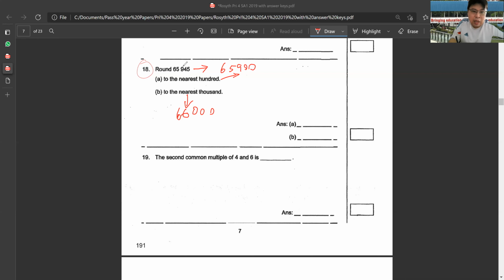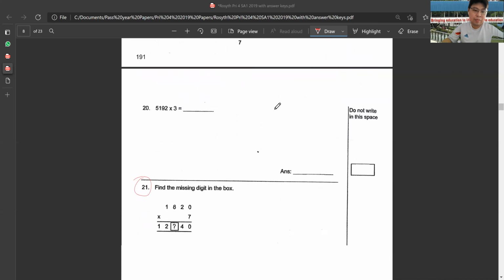And you look at number 9 to decide whether you round up or round down. For nearest 1,000, you look at the hundreds place. For nearest 100, you look at the tens place. Understand now? If it's 5 or more, you round up. Less than 5, which is 4 and less, you round down. Okay.